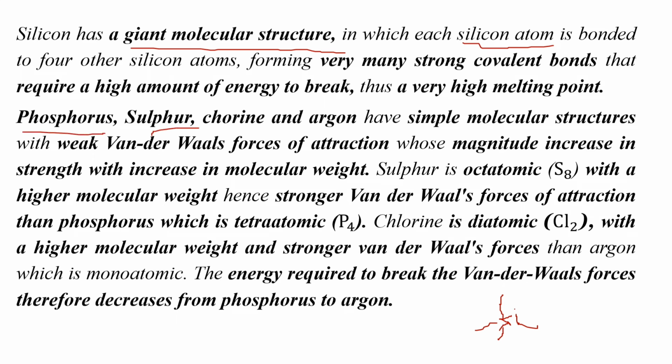Phosphorus, sulfur, chlorine, and argon have simple molecular structures. Mention that. Very key point. Sulfur is octaatomic, with S8 rings. Phosphorus is tetraatomic. Chlorine is diatomic. Argon is monoatomic. So if you calculate the molecular masses, they vary with respect to the molecule. Sulfur is higher than phosphorus, phosphorus is higher than chlorine, and chlorine is higher than argon.